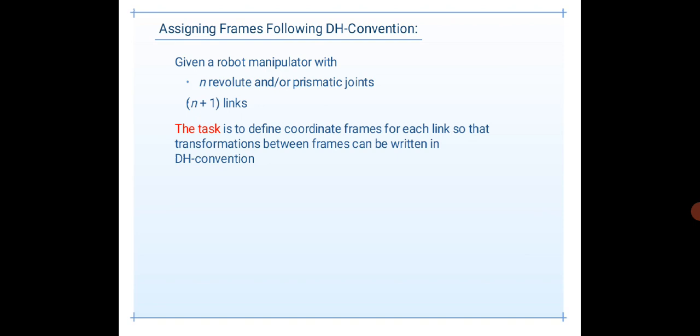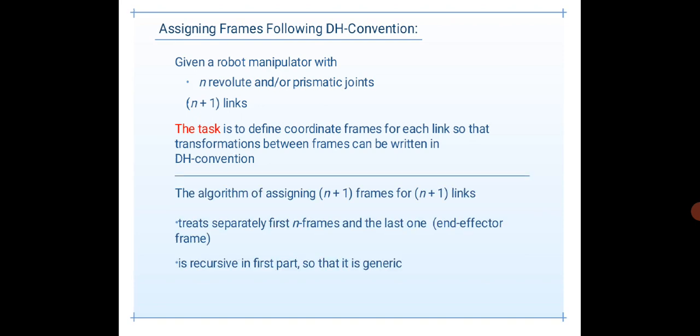Say for example we are given a robot manipulator, and we have some n revolute or prismatic joints, whichever it may be. The number of links will always be n plus 1. The task is to define the coordinate frames for each link so that the transformation between frames can be written in DH convention. So the algorithm assigns these n plus 1 frames for n plus 1 links.